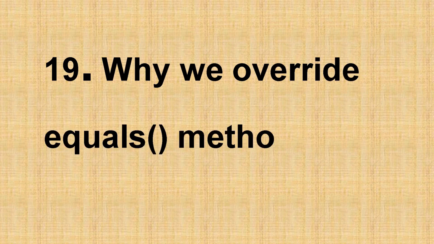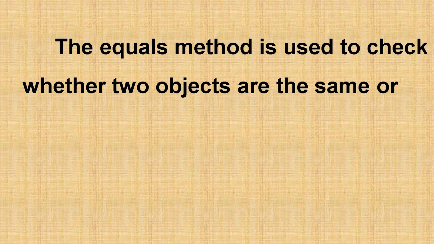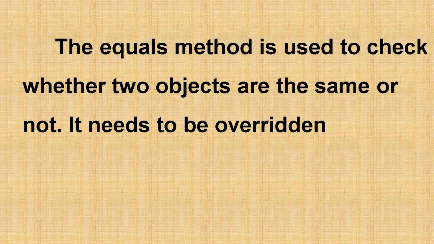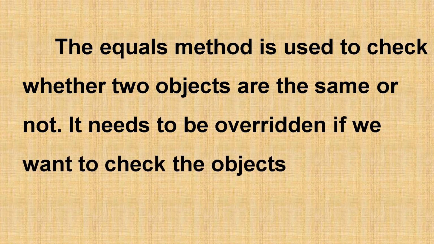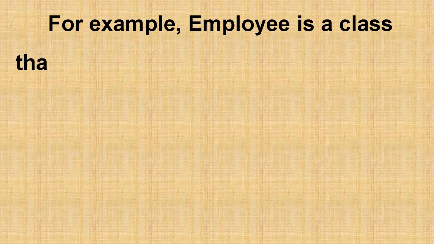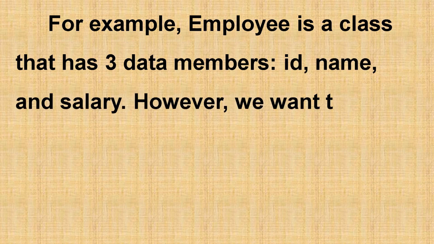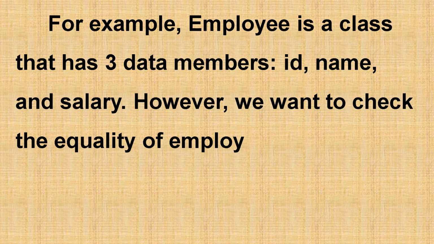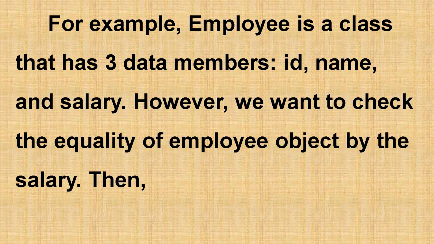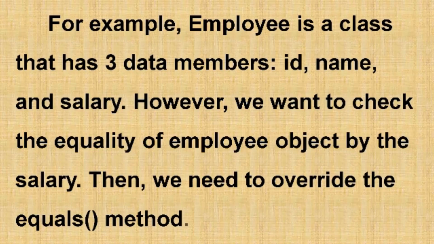Why do we override the equals method? The equals method is used to check whether two objects are the same or not. It needs to be overridden if we want to check the objects based on the property. For example, Employee is a class that has three data members: id, name, and salary. However, we want to check the equality of Employee objects by the salary. Then, we need to override the equals method.